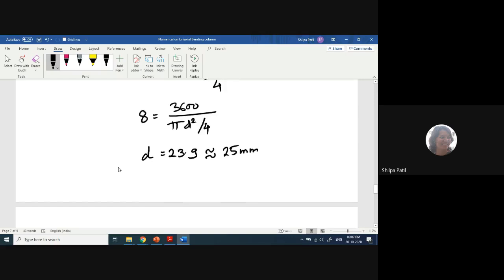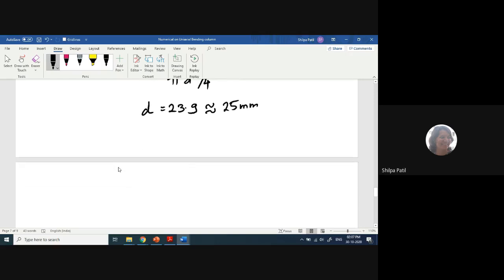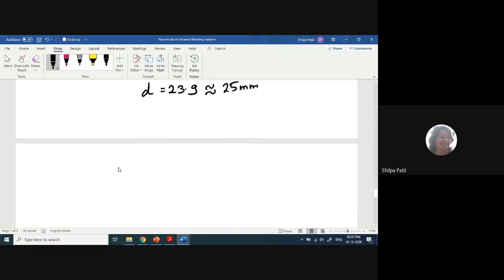23.9. So we never get a bar diameter of 23 or 24, we get 25. So we'll provide a bar diameter of 25 mm. Okay, so write down a statement here. Provide 8 numbers of 25 mm diameter longitudinal bars, or longitudinal reinforcement.